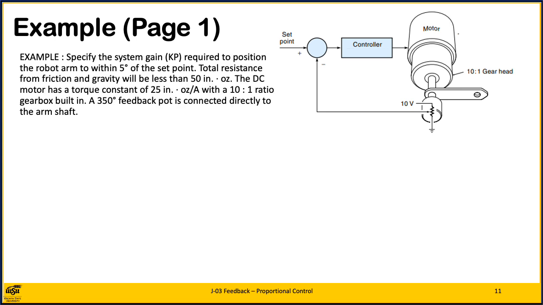Let's look at an example. Specify the system gain, Kp, required to position the robot arm to within 5 degrees of the set point. Total resistance from friction and gravity will be less than 50 inch-ounces. The DC motor has a torque constant of 25 inch-ounces per amp with a 10:1 ratio gearbox built in. A 350-degree feedback pot is connected directly to the arm shaft.